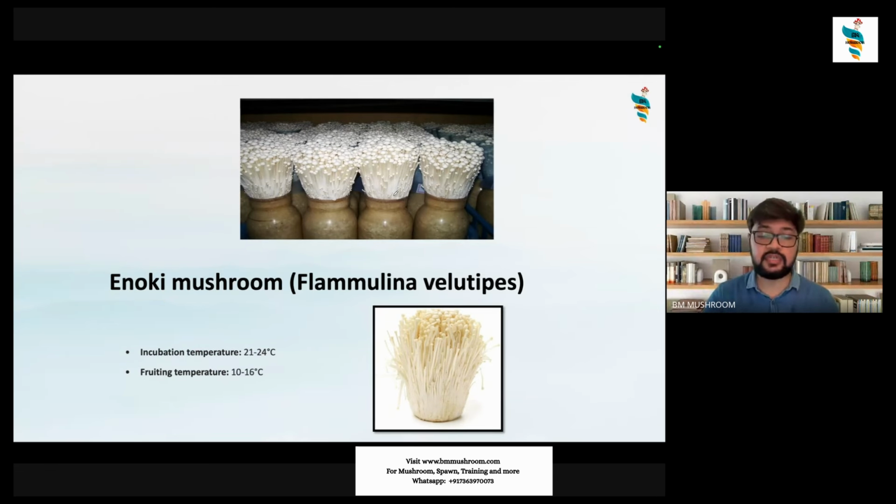Enoki mushroom is another wood-loving species, Flammulina velutipes. The fruiting temperature is 10 to 16 degrees, incubation is 21 to 24 degrees. Even though this is not a difficult mushroom to grow, temperature is a factor. We have to maintain suitable temperature, or during winter, we can easily grow this variety.